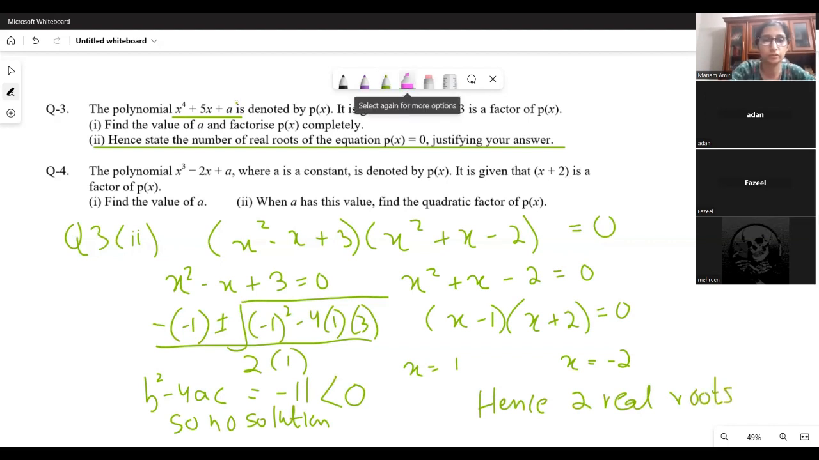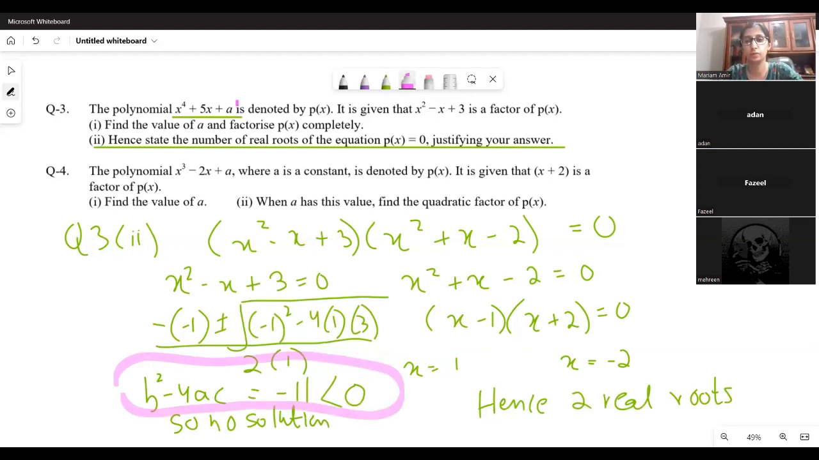If your working does not show discriminant is less than 0, you will not get full marks. You must show कि जो first वाला bracket है ये real solution नहीं दे रहा, और क्यों नहीं दे रहा? क्योंकि इसका discriminant 0 से छोटा है. Okay, so this is what you were supposed to do in question number 3, part 2. All right. Question number 4, part 2.